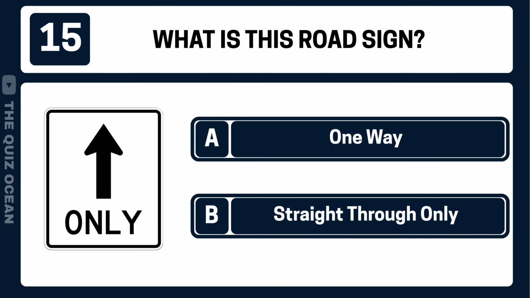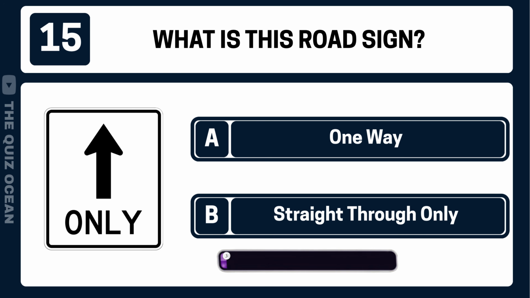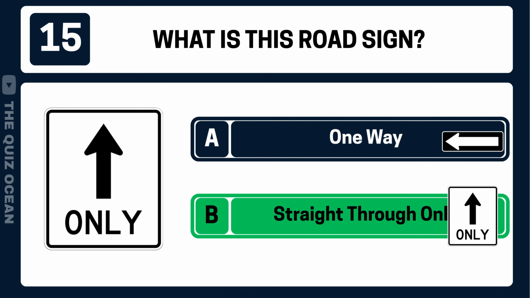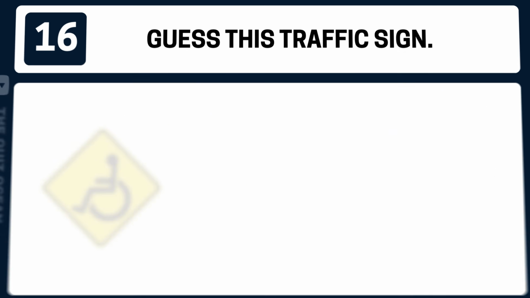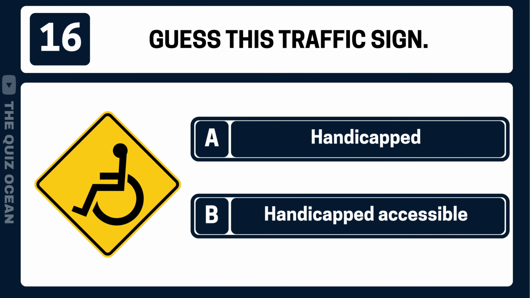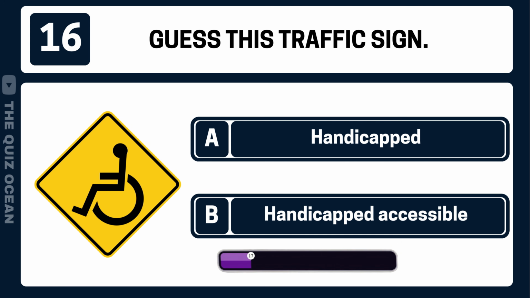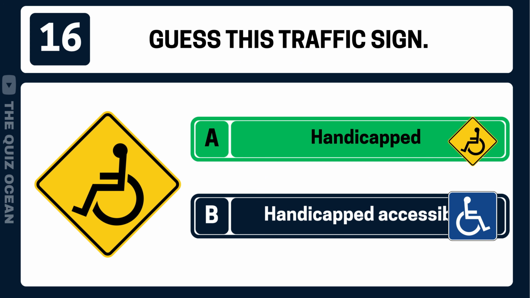What is this road sign? A. One way. B. Straight through only. Correct. It is the straight through only sign. Guess this traffic sign. A. Handicapped. B. Handicapped accessible. Well spotted, it is the handicapped sign.